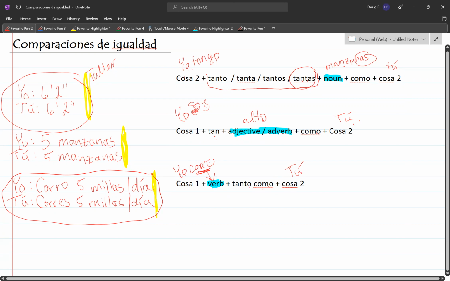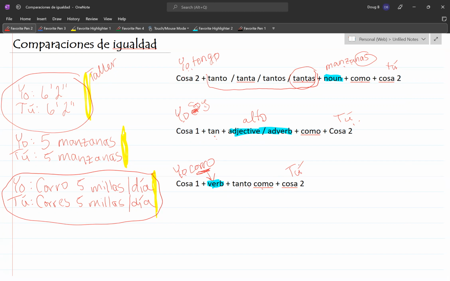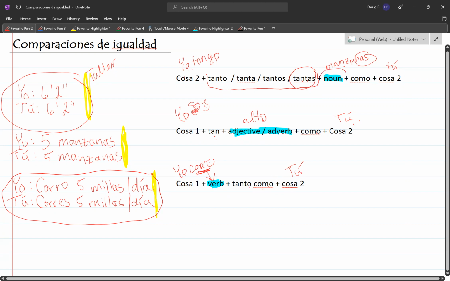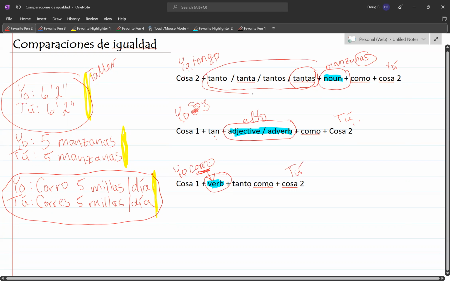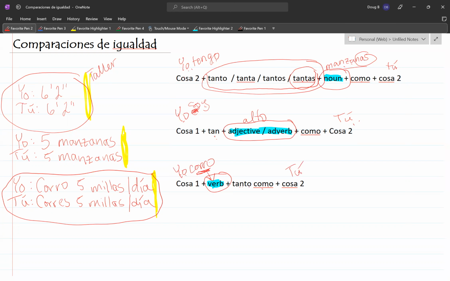So with comparaciones de igualdad, your big things to decide are going to be if you're comparing a noun, if you're comparing an adjective or an adverb, or if you're comparing a verb. And after you get that down, it's pretty much plug and play. It's really simple to do this. The only one where you have to make a few decisions are up here, where you have to decide if that noun is masculine, feminine, singular, or plural, and then plug the information in, and all of a sudden you have a comparación de igualdad in Spanish.